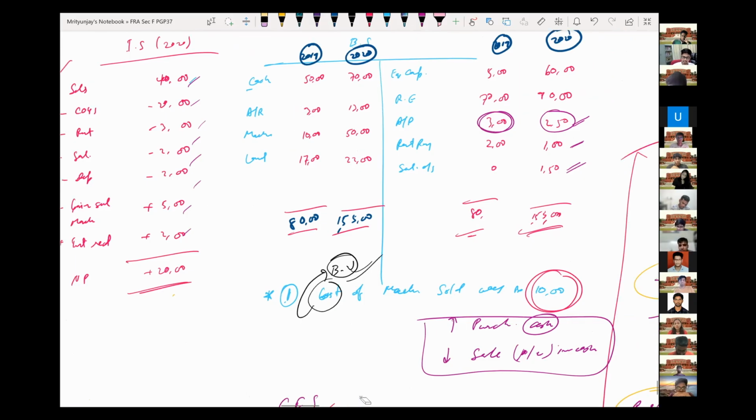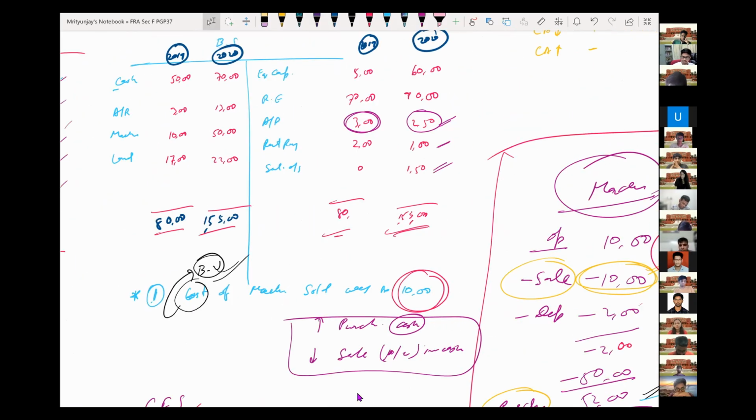Let us say equity capital. Earlier it was 5 lakh rupees and now it is 60 lakh rupees. What must have happened? Is there any other information about equity anywhere in the example? No. So once again, the missing information would be fresh issue in cash. This denotes that we have taken fresh issue of capital of 55 lakh in cash.